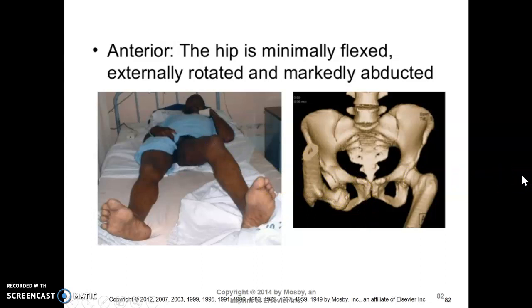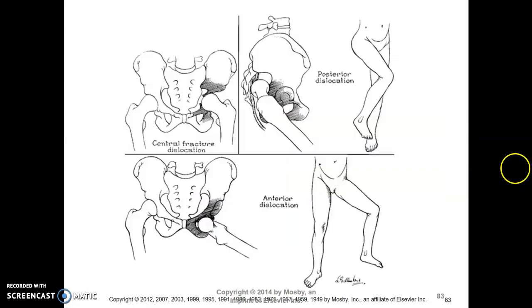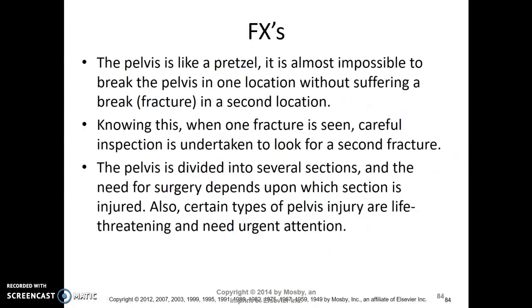Often externally rotated and markedly abducted. Just a quick little cheater there for anterior versus posterior dislocation. It's not going to look right, right? Just a reminder, the pelvis is like a pretzel. It's almost impossible to break the pelvis in one location without suffering a break or a fracture in a second location. So this is why it's really important to get more than one view a lot of the times.